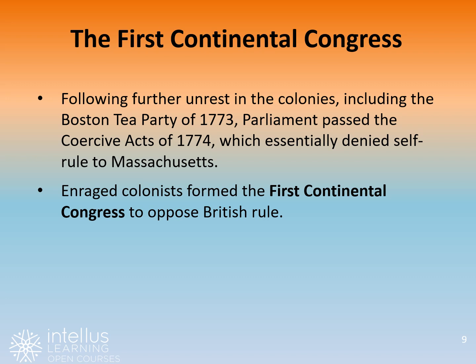Following further unrest in the colonies, including the Boston Tea Party of 1773, Parliament passed the Coercive Acts of 1774, which essentially denied self-rule in Massachusetts. Enraged, the colonists formed the First Continental Congress to oppose British rule.